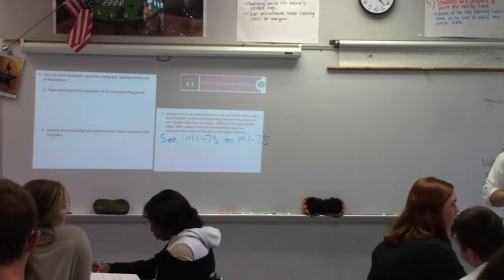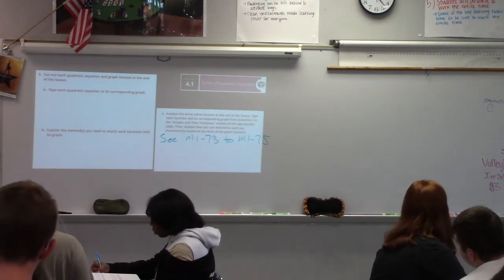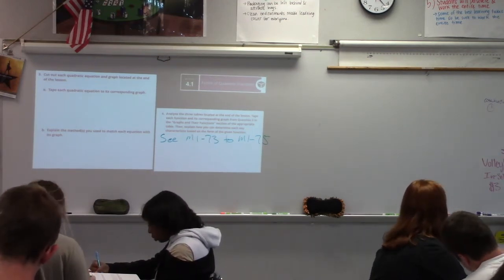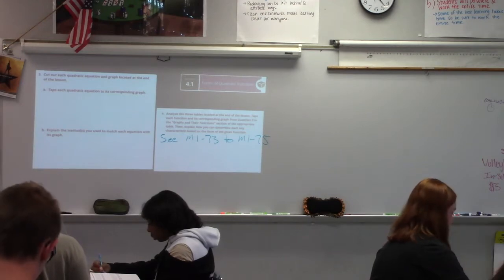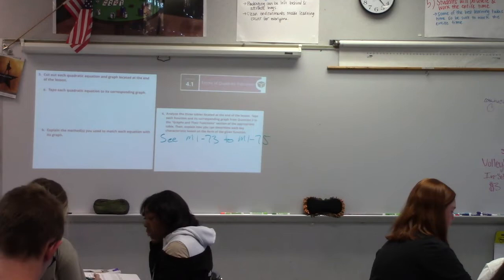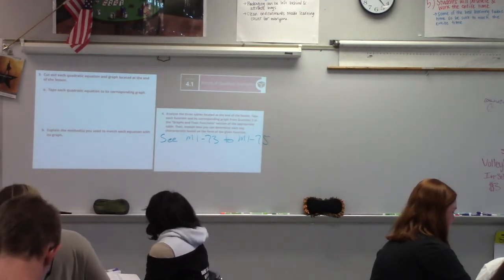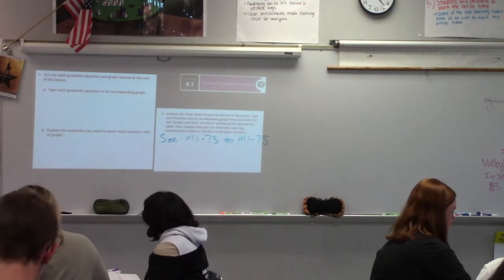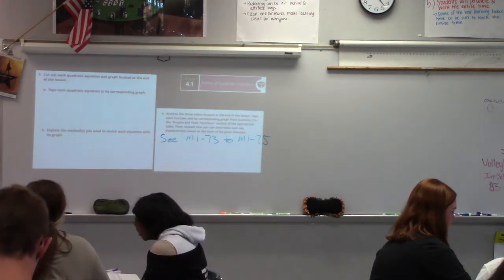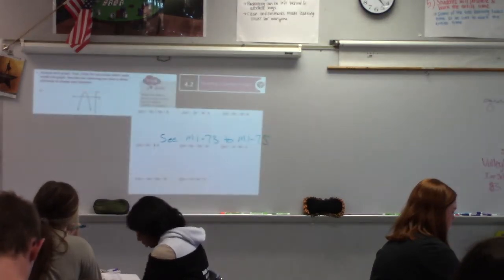Alright. So, you have all that information there. And 3B, explain the methods you used. Realistically, you just focused on which form you had. If you had vertex form, you looked at the what? The vertex and concavity. If you had factored form, you looked at the intercepts and the concavity, okay?